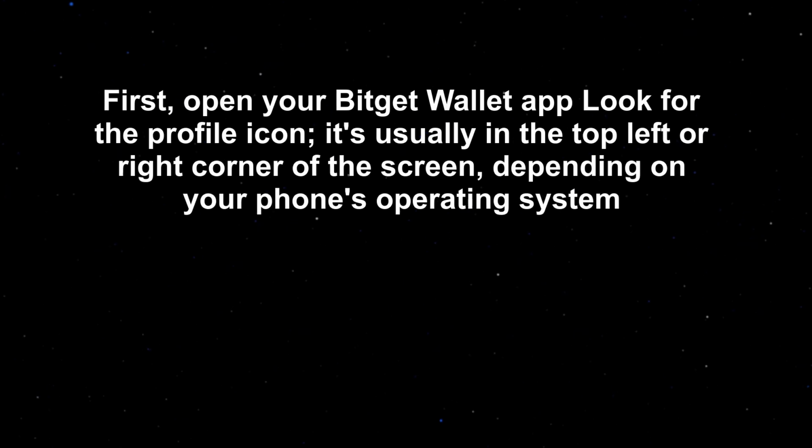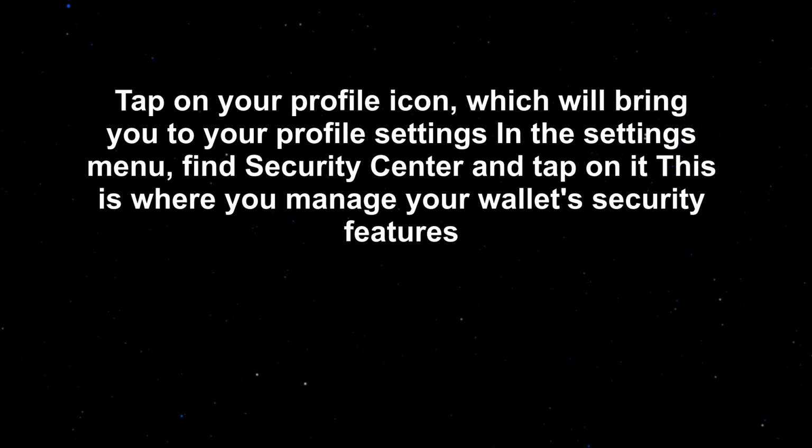First, open your Bitget wallet app. Look for the profile icon. It's usually in the top left or right corner of the screen, depending on your phone's operating system. Tap on your profile icon, which will bring you to your profile settings.